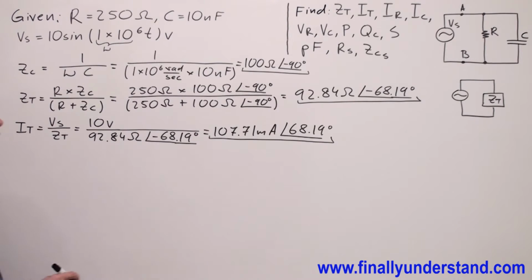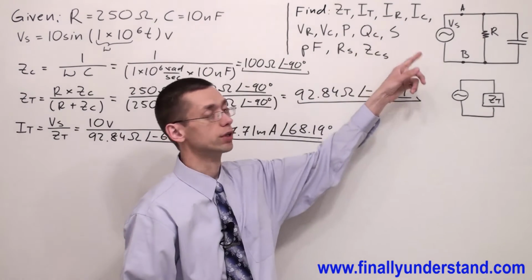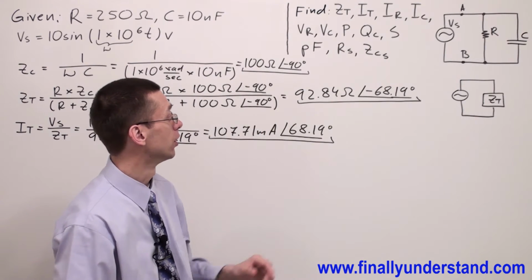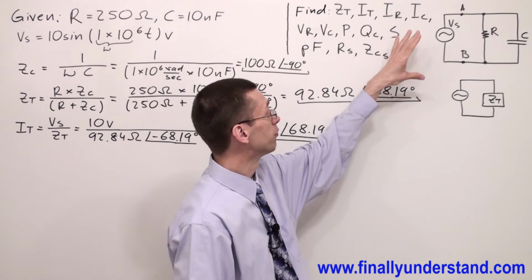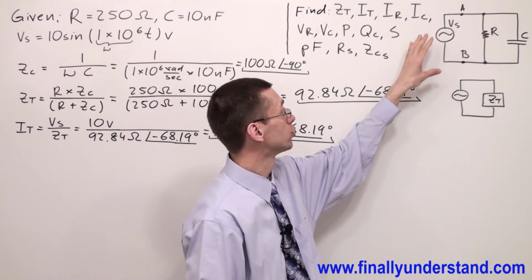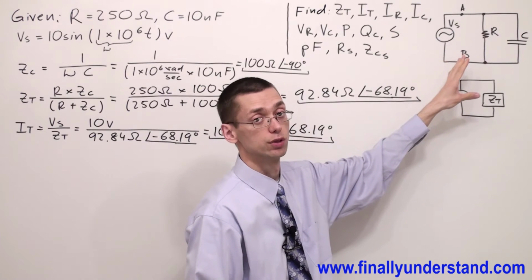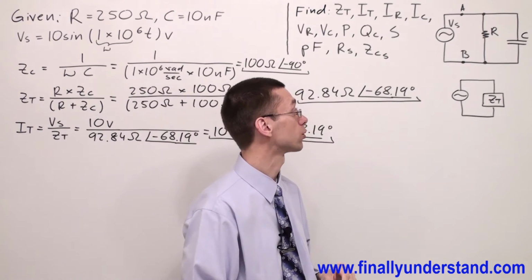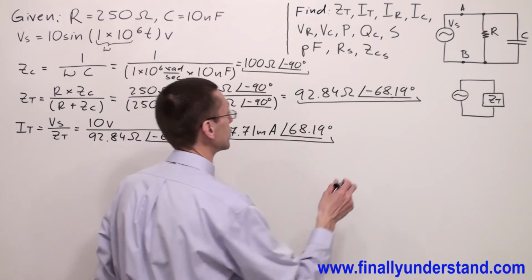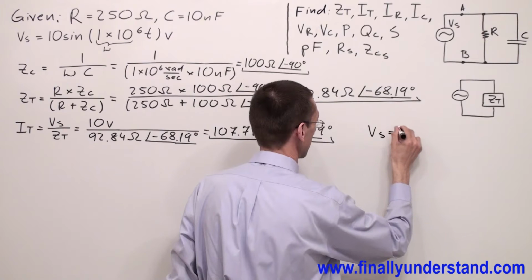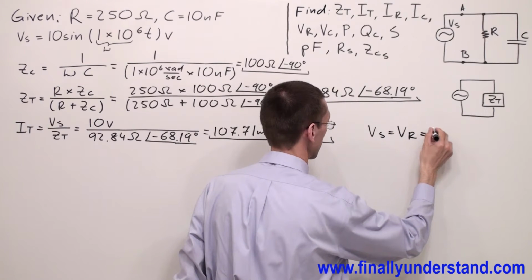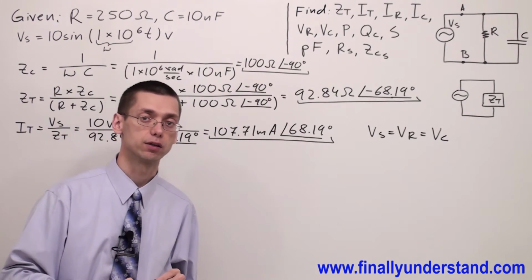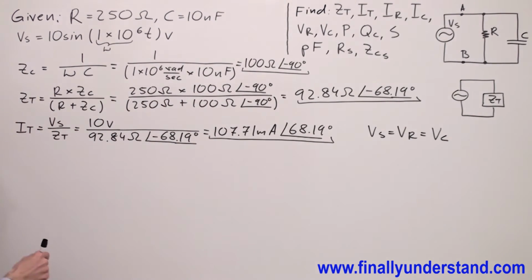Next, I'm supposed to find the current which goes through the resistor. Please notice that when we talk about the parallel circuit, we have the same voltage across each component. So voltage source is going to be equal to voltage across the resistor, and it's going to be also equal to the voltage which occurs across the capacitor. So I'm supposed to say that voltage source is equal to VR and is also equal to VC. Why? One more time, because we talk about the parallel circuit.